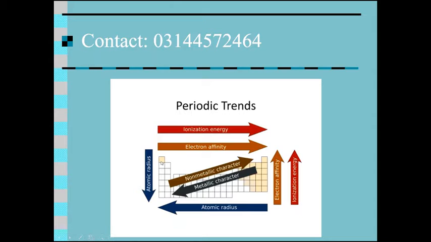And from top to bottom, atomic radius increases, therefore the inversely proportional electron affinity, ionization energy, and electronegativity decrease. So from left to right, as the number of protons increases, metallic character decreases. This is because if there are more protons, then it is difficult to remove an electron from the atom.